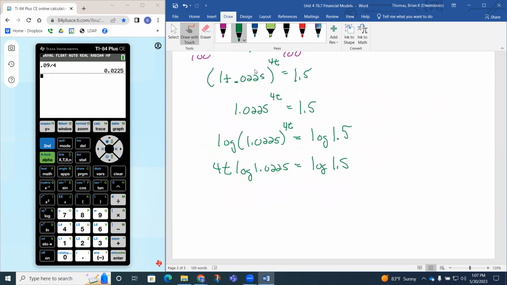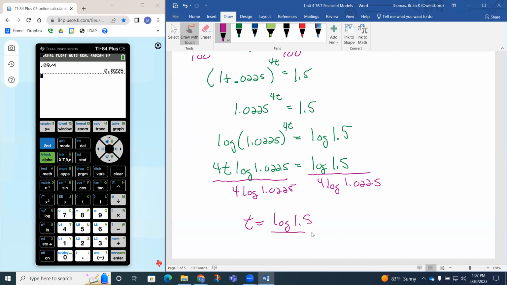So to get t by itself, the 4 and the log of 1.025 have to go away. So I'm going to divide this side by 4 log of 1.0225. But I also got to divide this side by 4 log of 1.0225. So by doing so, t is going to equal the log of 1.5 over 4 log of 1.0225. So that would be the exact answer.